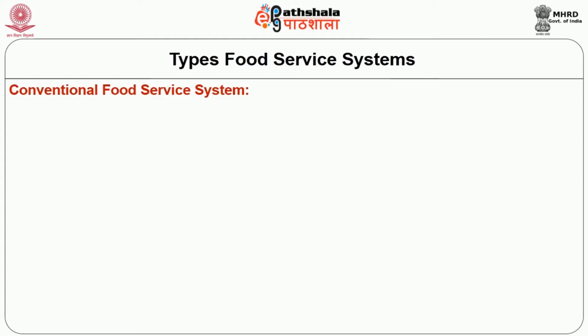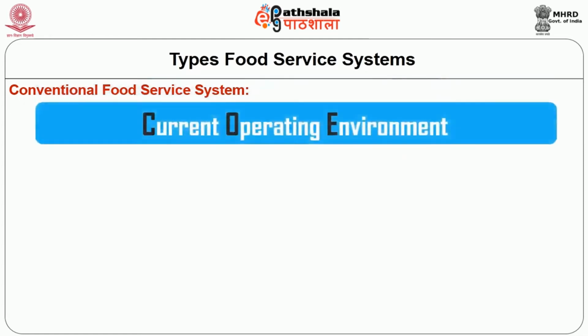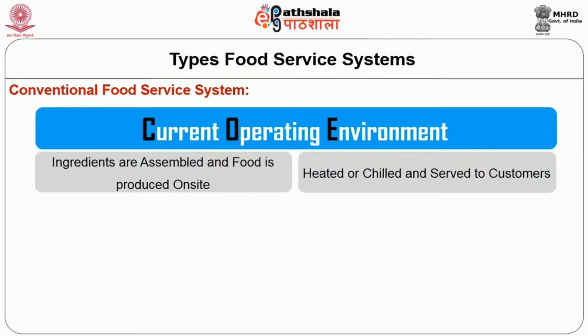The conventional food service system is most common, although that is changing due to the current operating environment. In conventional food service systems, ingredients are assembled and food is produced on site. It is either heated or held chilled and then served to customers.